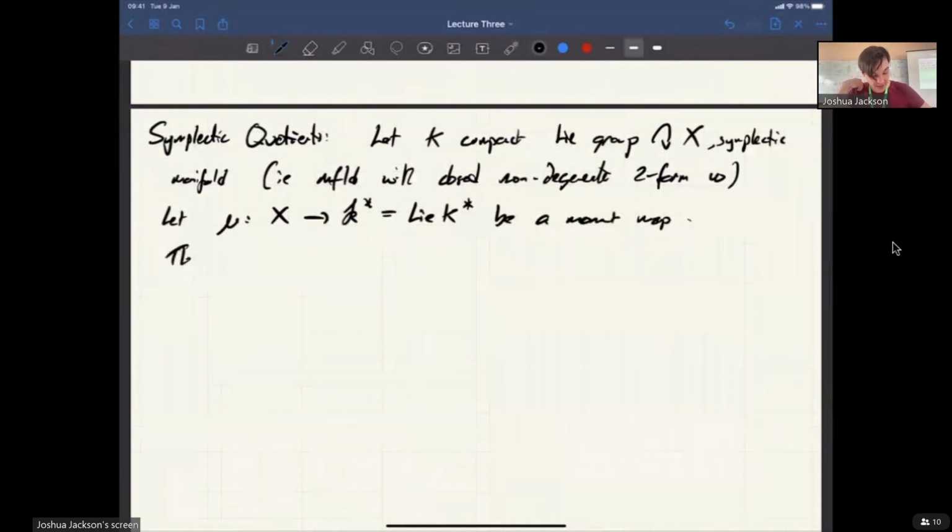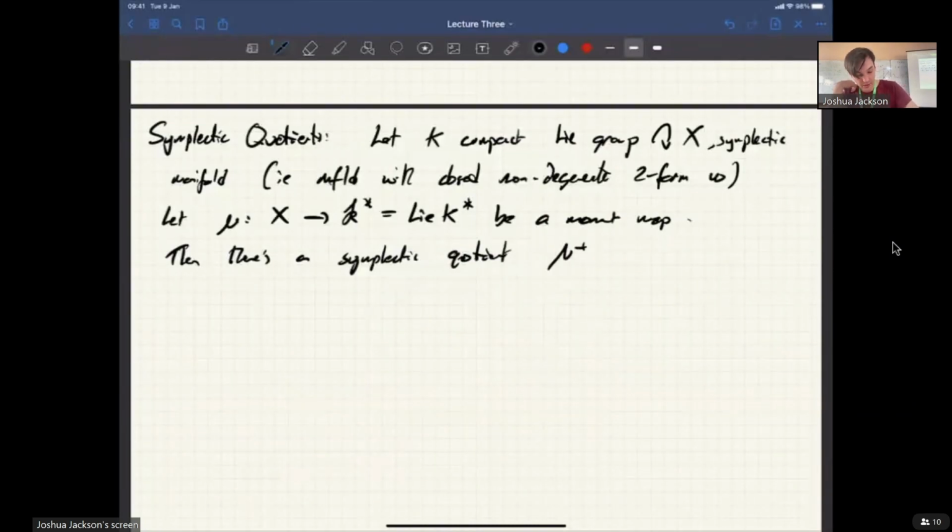Then there's a symplectic quotient. You take the pre-image of the origin and you quotient it by K. Okay, so what's the relationship between this and GIT?